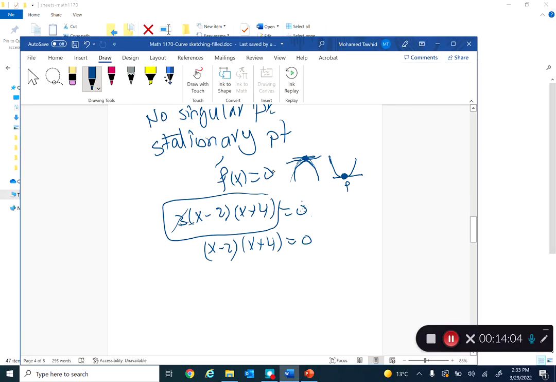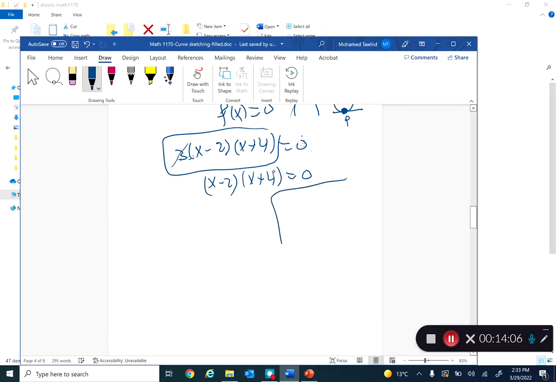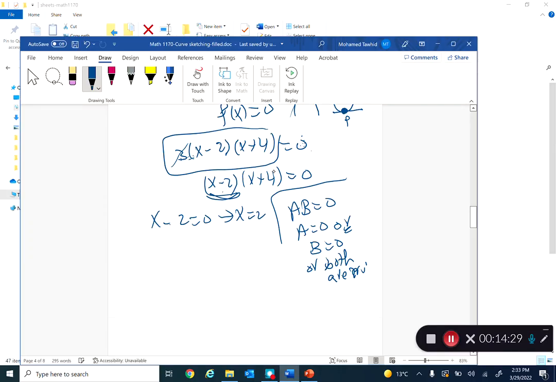So now how to solve? By the zero product property: if you have a multiplied by b equals 0, then a equals 0, or b equals 0, or both of them are 0. So what you have here, guys, I should write it one by one. x minus 2 equals 0 gives you x equals 2. The second one, x plus 4 equals 0, gives you x equals negative 4. Before I say they are stationary points, I have to check they are inside the domain. What is the domain? All real numbers. So 2 is inside the domain, and negative 4 is also inside the domain.